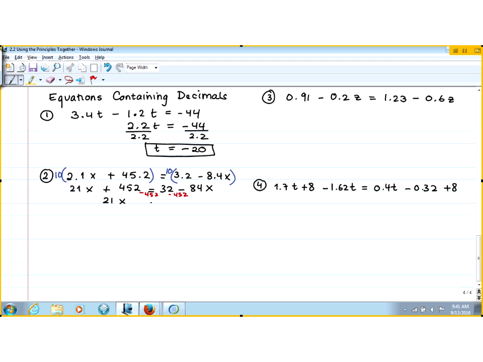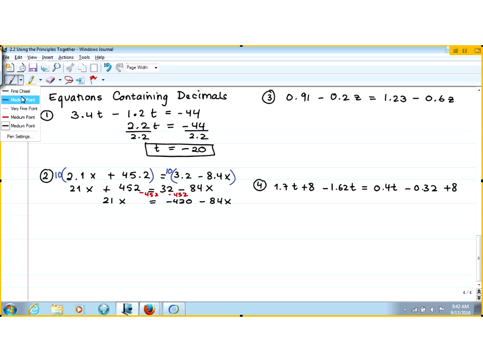So we have 20x. Oh, yeah, 21x is equal to, what is it, negative 420 minus 84x, is it? Okay.